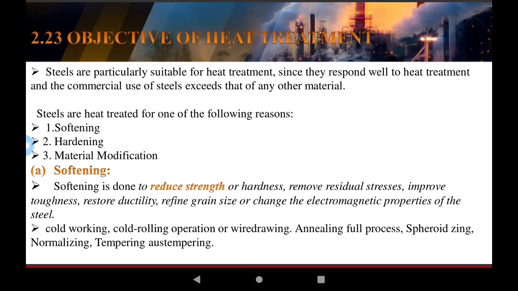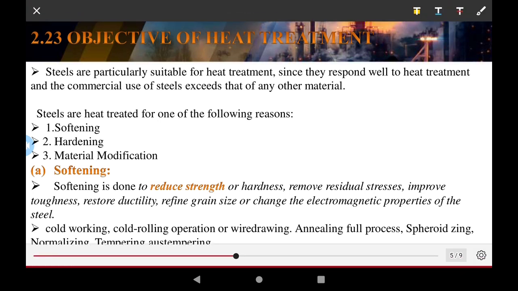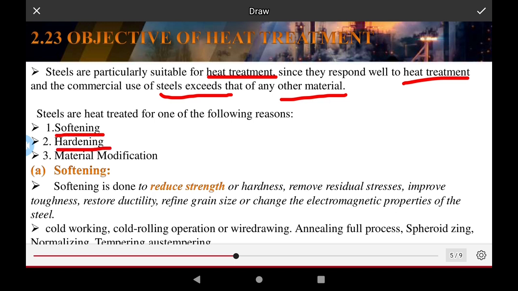Objective of heat treatment, continued. Steels are particularly suitable for heat treatment since they respond well to it, and the commercial use of steel exceeds that of other materials. Steels are heated for one of the following reasons: softening, hardening, or material modifications.